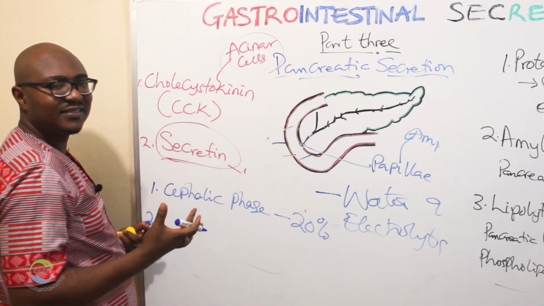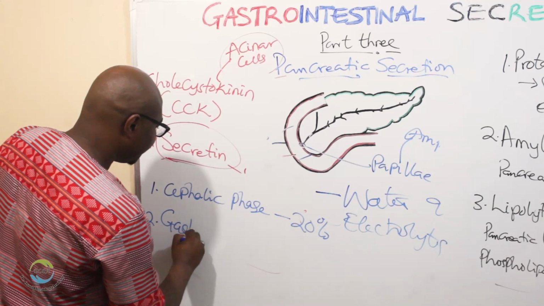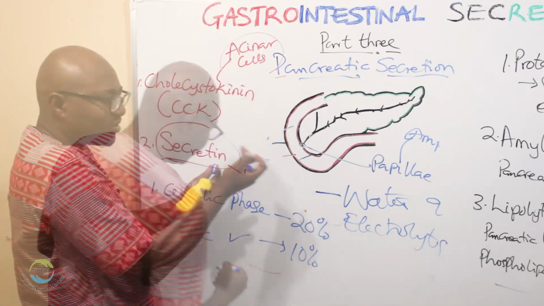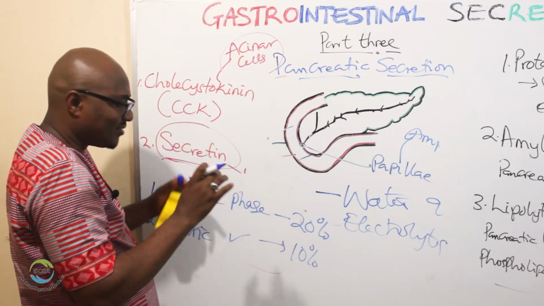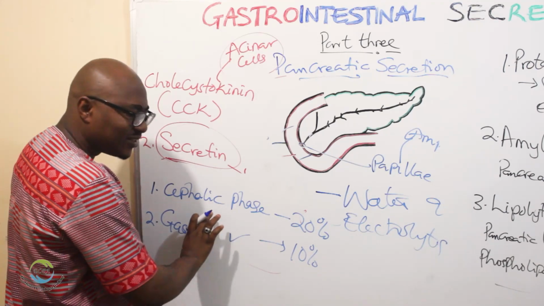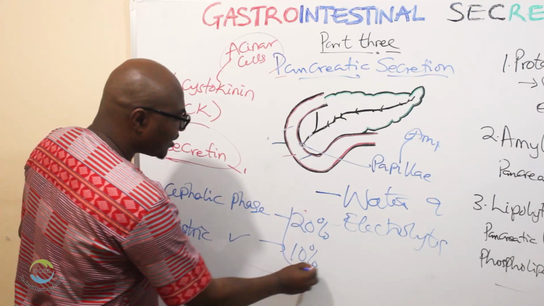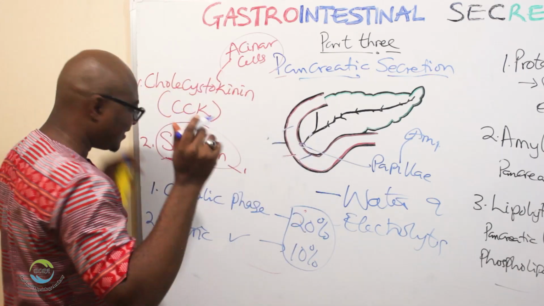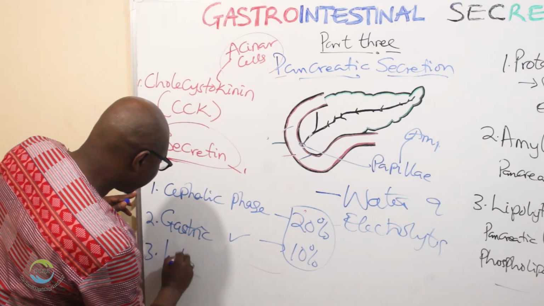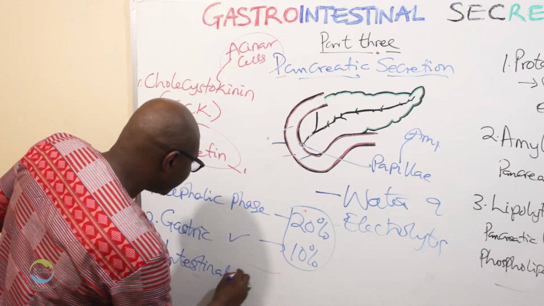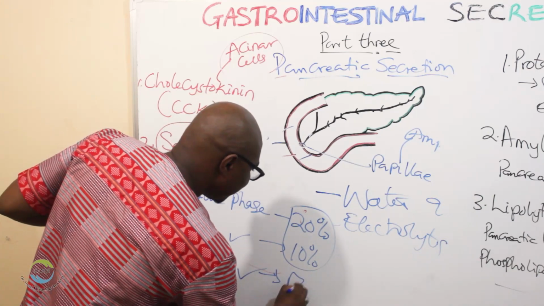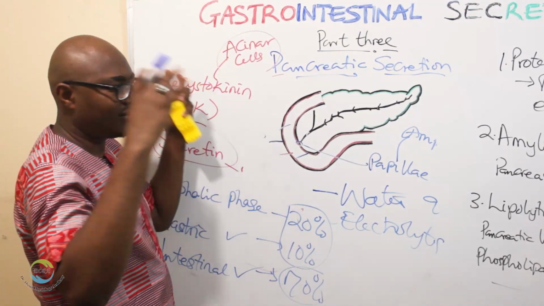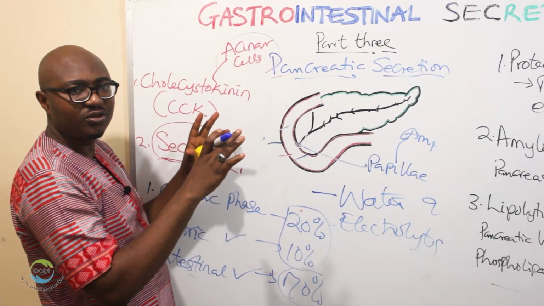Then the gastric phase, they now exchange. So the gastric phase here becomes 10%. 10% of pancreatic secretion starts as a result of food entering the stomach. So add these 2 together, you already have 30% pancreatic secretion even before the food enters the intestine. So the intestinal phase of stimulation is what? 70%. So when the food enters the intestine, that's when the bulk of stimulation comes.